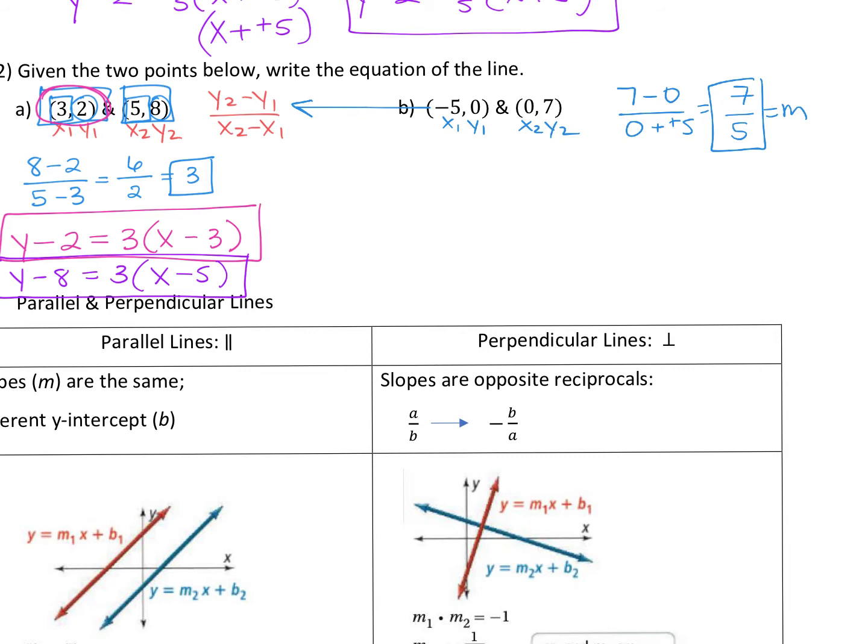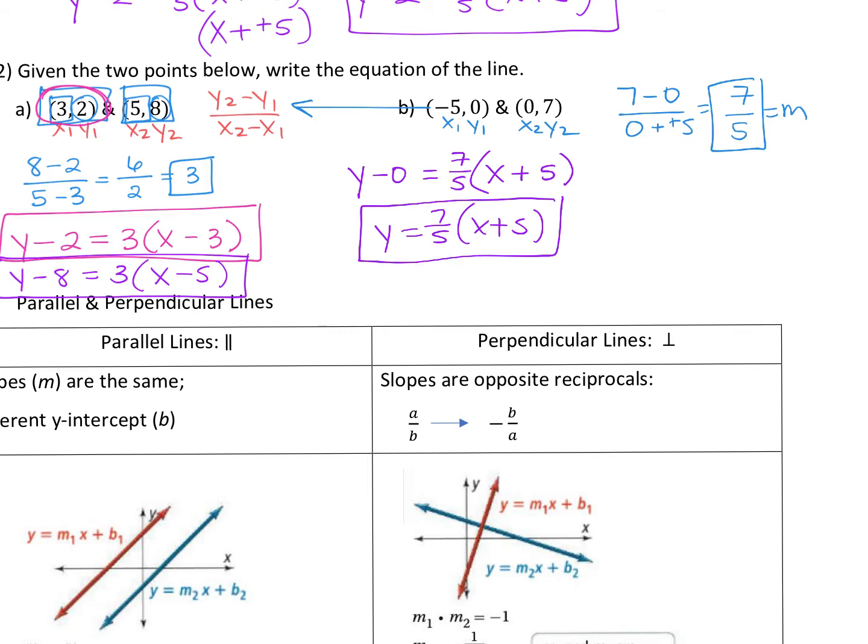And now you just plug it into point slope form. So what's one of your options? Y minus 0 equals 7/5 times x minus negative 5. If it's minus a negative 5, it would be x plus 5. That simplifies because y minus 0 is just y. Which feels like we should keep going because it's almost slope intercept, but this is actually still point slope form. So you can just leave it like that, okay?